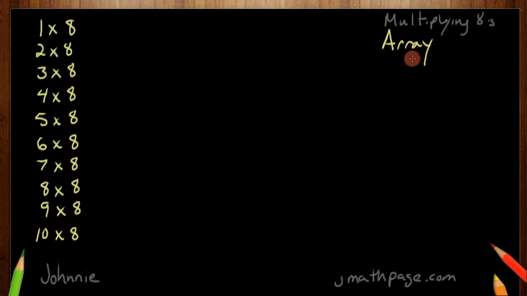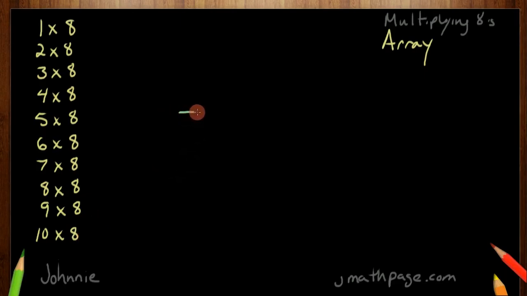All right? So first off, I want to build an array. So when I think about 1 times 8 in terms of an array, I want to think about things in terms of rows and columns. An array is a way of organizing information so you see things in relation to other things in terms of rows and columns. So since we're thinking about 8's today, I want to make 8 rows.